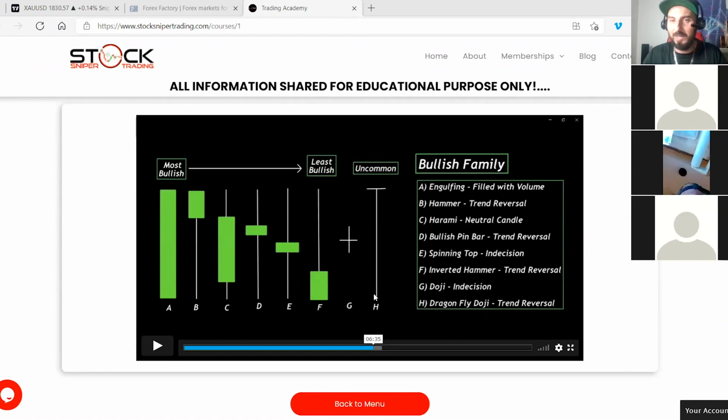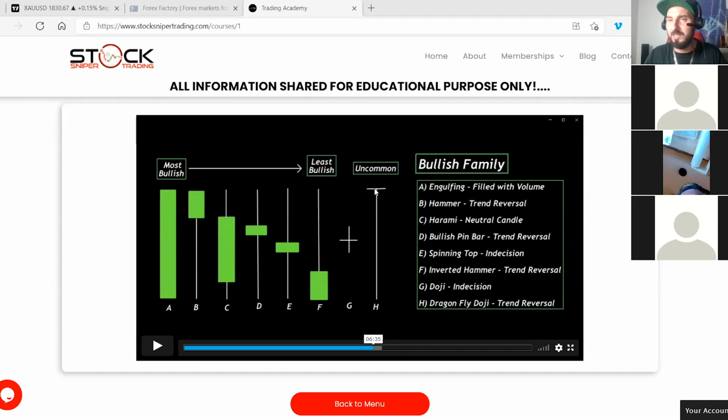And then finally we have this one, uncommon. This is H, a dragonfly doji. It's a trend reversal, but what happens is this candle could have opened up here, came down, sellers pushed it down, but then it reached a level of support and buyers pushed it up and it closed right there. It goes in the same direction as a bullish hammer, but the hammer had a lot of buying volume still in the candle. This one came all the way up, but with no volume. So we could expect maybe a continuation off of here, but it's not as strong as a hammer candle.